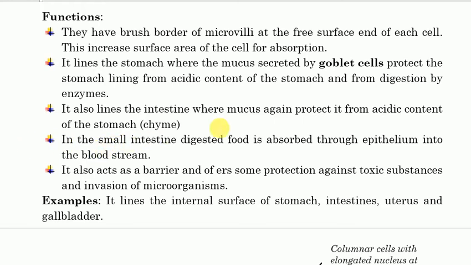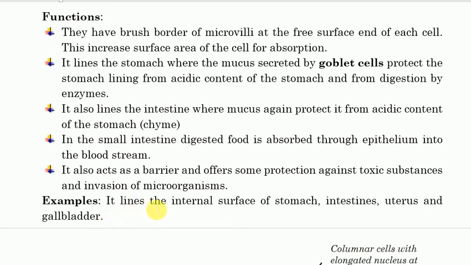Also in the small intestine, digested food is absorbed through the epithelium into the blood stream. So here we say microvilli increase surface area for absorption. Here we have said that absorbed food passes through the epithelium. Fifth, it also acts as a barrier, and it offers some protection against toxic substances and invasion of microorganisms. For example, it lines the internal surface of the stomach, intestine, uterus, and gallbladder.